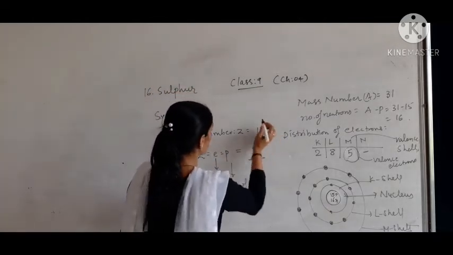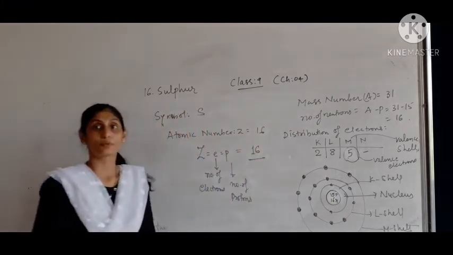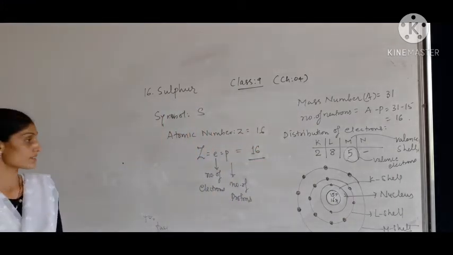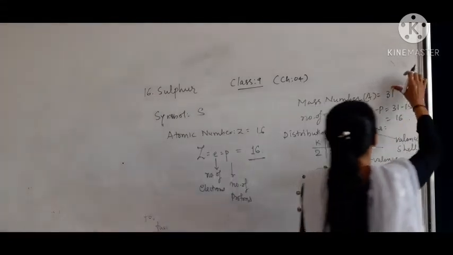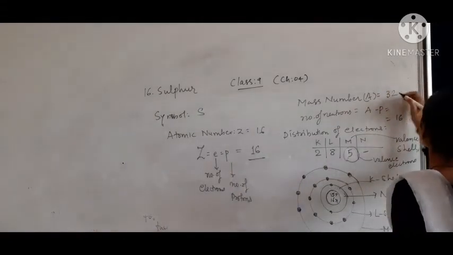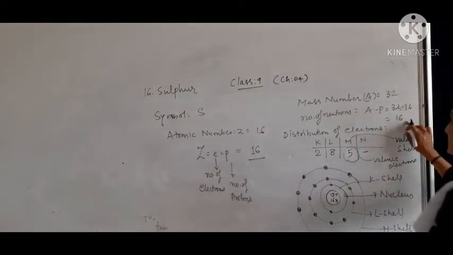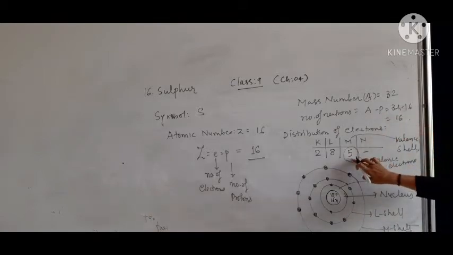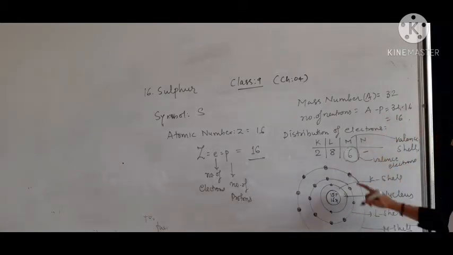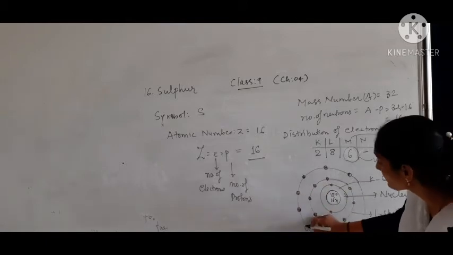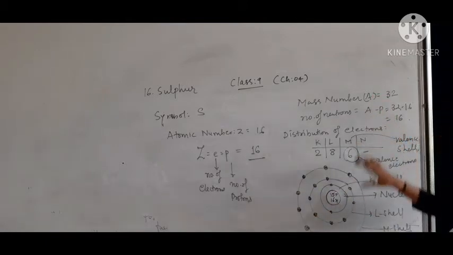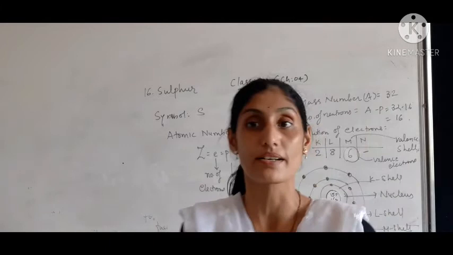Now the number of electrons and number of protons is equal to the atomic number 16. When we talk about its mass number, that is 32. So 32 minus 16, so we have 16 neutrons. Instead of 5 electrons, we have 6 electrons. So 1, 2, 3, 4, 5 and 6. So this is the electronic configuration for the 16th element, sulfur.